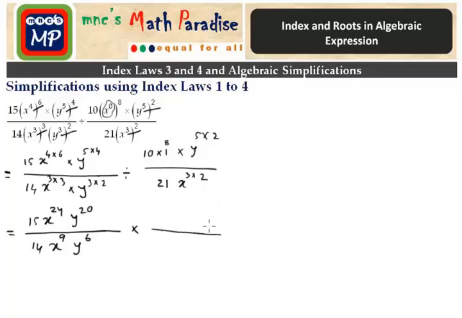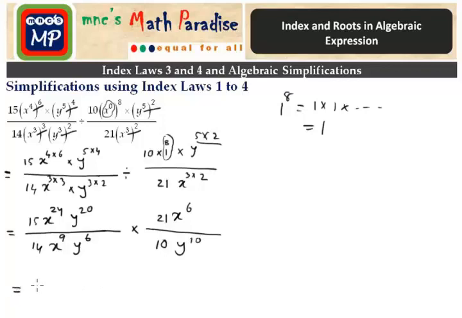So this part is 21 x to the power 3 times 2 is x to the power 6, and here 10, 1 to the power anything, because 1 to the power anything, it does not matter how many times you multiply 1, it will remain 1. So 10 times 1 is 10, y to the power 5 times 2 is 10, so 10 y to the power 10.